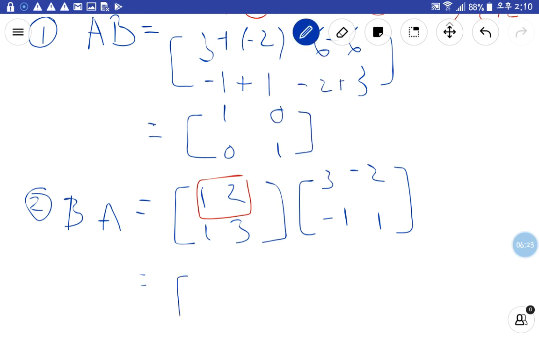And you would have 1 times 3, 3. 2 times negative 1, minus 2. 1 times negative 2, negative 2. 2 times 1 is 2. You always add it up.